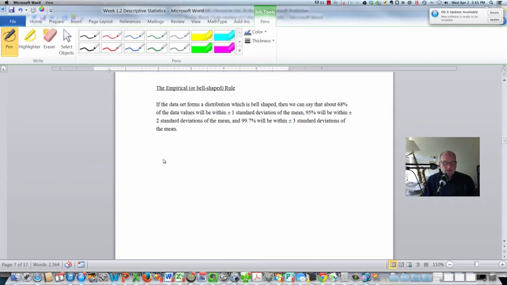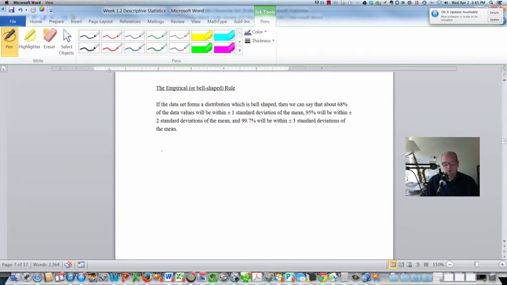Hey class, let's talk a little bit about the empirical rule. The empirical rule is a special rule that only applies to distributions that are distributed in a specific way that looks like a bell shape, essentially. What we're going to end up calling the normal distribution.